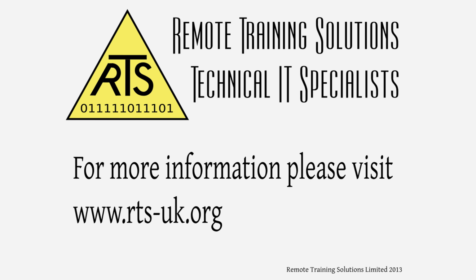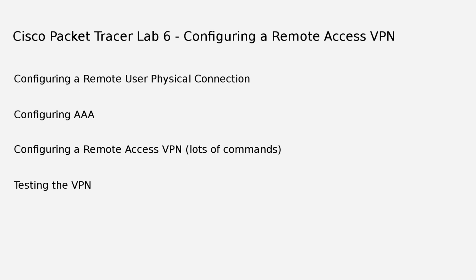The purpose of the video today will be to configure a remote access VPN. So we'll be configuring a remote user physical connection. To do this we'll be using a DSL modem and a cloud, two components that we haven't used so far. We'll be configuring AAA, Authentication, Authorization and Accounting. The bulk of the work will be configuring the remote access VPN, and there's going to be a lot of commands to do that. And then finally we'll test the VPN.